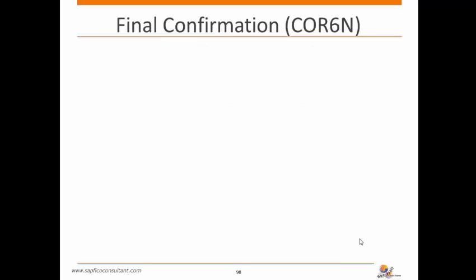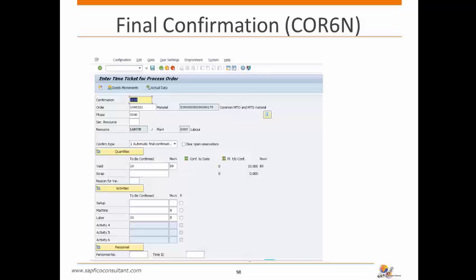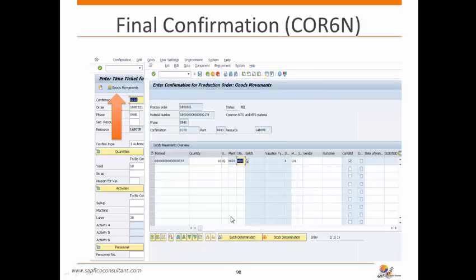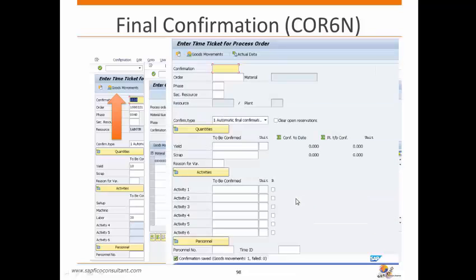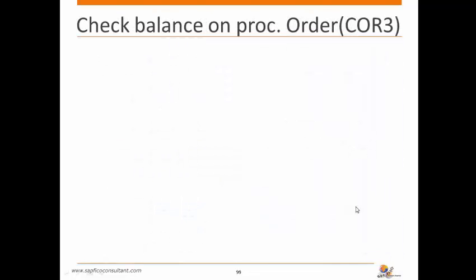So the final confirmation, again done by the production planning guys. Labor is 30 hours here. Click on goods movement and then update the storage location. The movement type is 101. This is goods receipt, and click on save. The moment the save button is clicked, the confirmation is saved, goods movements are posted, a goods receipt is posted, goods movements 1, failed 0. Let's check the balance on the process order, and the transaction code is COR3.